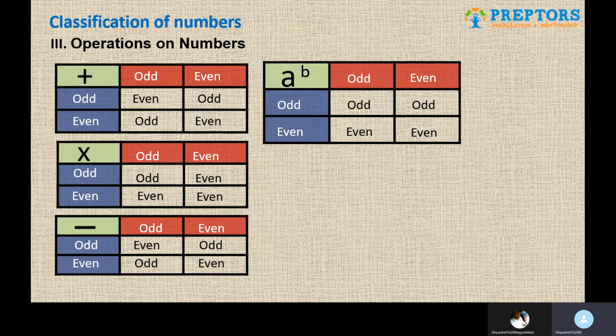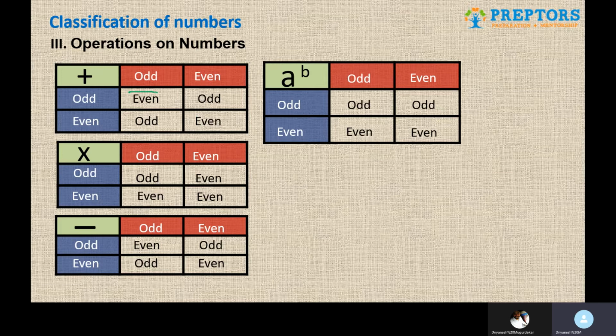There are 2-3 points that we can additionally make out from here, and listen to them very carefully. The first point is, if both the numbers are odd or both the numbers are even, then both their sum and difference is even.